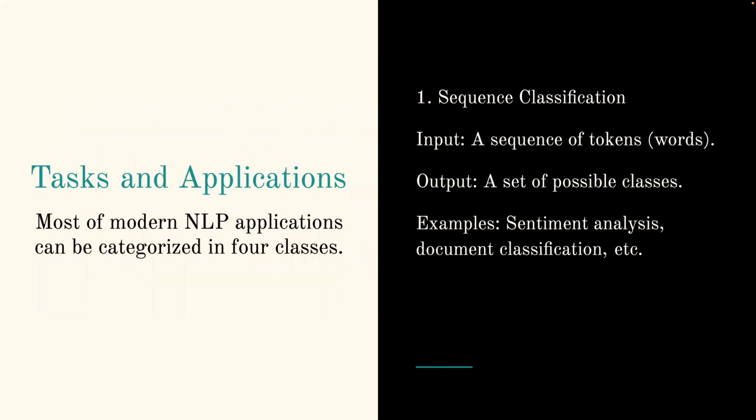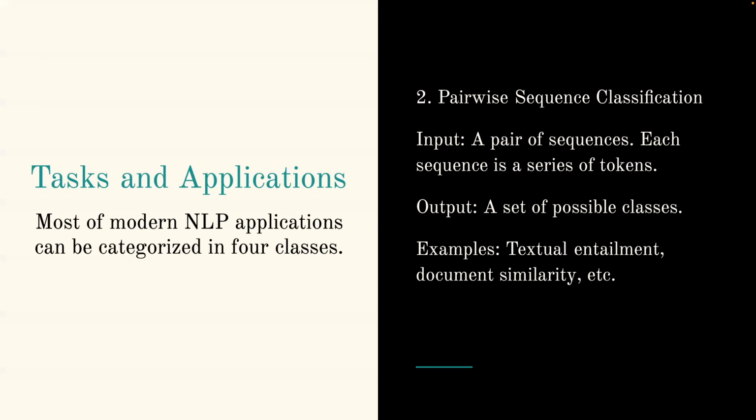So the first category is called sequence classification. In this case, our model will take a sequence of tokens. And by the way, whenever in this presentation I say tokens, it will be words, because in natural language, in a sentence, the tokens are words. So in this particular task, the model takes a sequence of tokens and spits out a possible class corresponding to that sequence. Examples could be sentiment analysis and document classification.